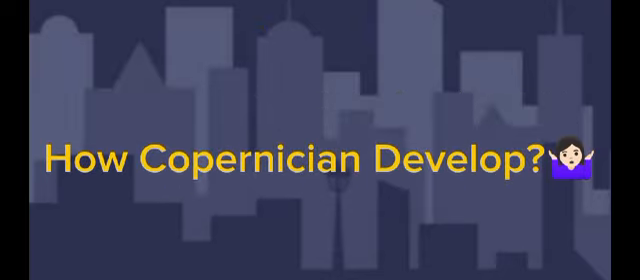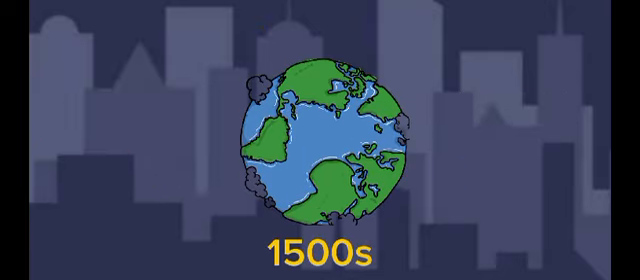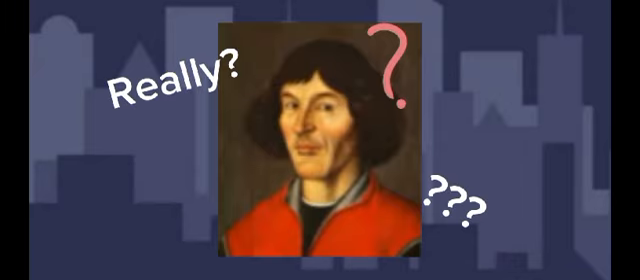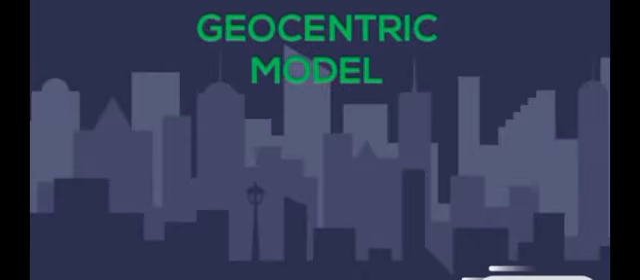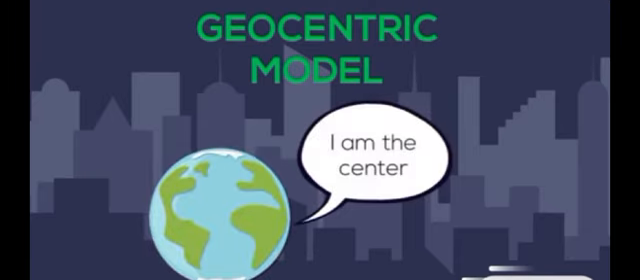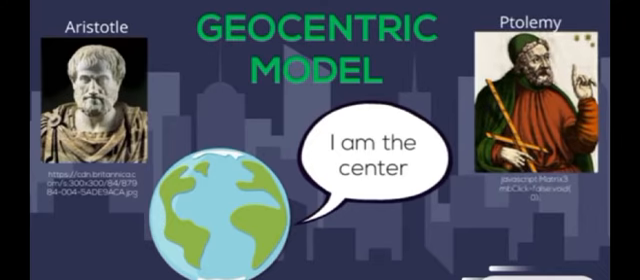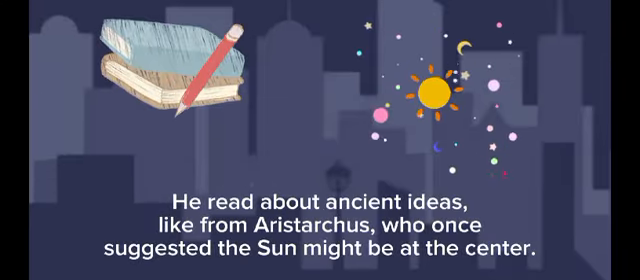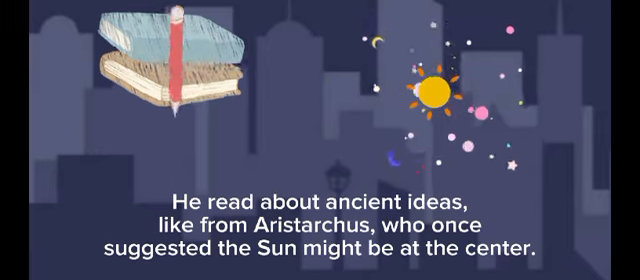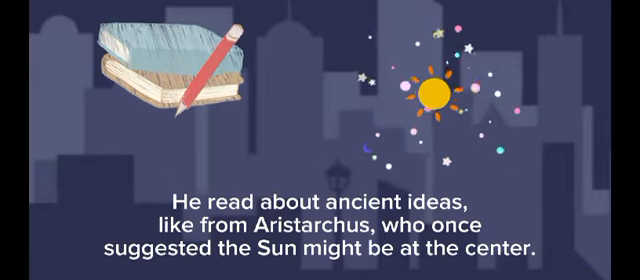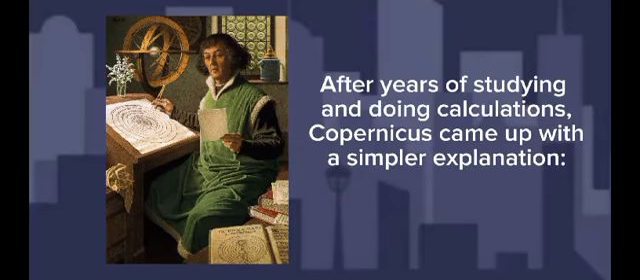So, how was Copernican developed? Around the 1500s, Copernicus started to question the old idea that the Earth was the center of everything. The old Ptolemaic system was too complicated and did not explain planet movements well. So he read about ancient ideas, like from Aristarchus, who once suggested the sun might be at the center. And after years of studying and doing calculations, Copernicus came up with a simpler explanation.